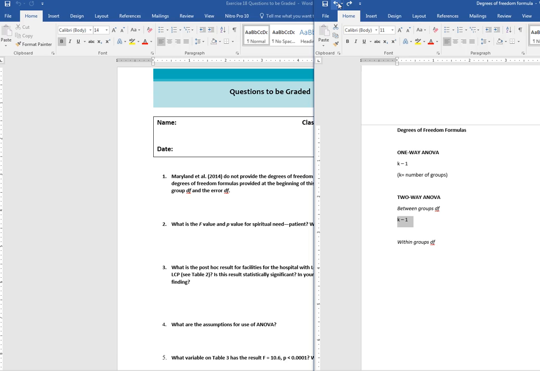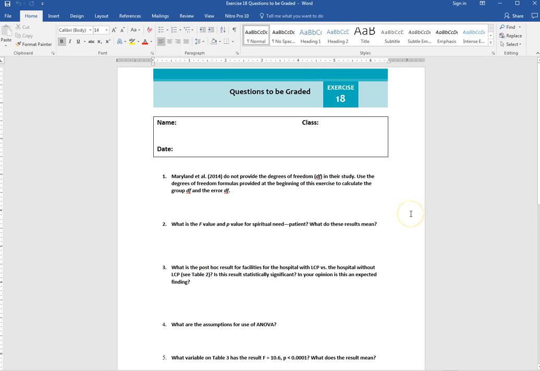And the formula for between groups degrees of freedom would be k minus one, where k equals the number of groups. And the formula for within groups degrees of freedom would be the total sample size minus the number of groups. So these are the two degrees of freedom that you need to figure out for this problem, the between group and the within group degrees of freedom.